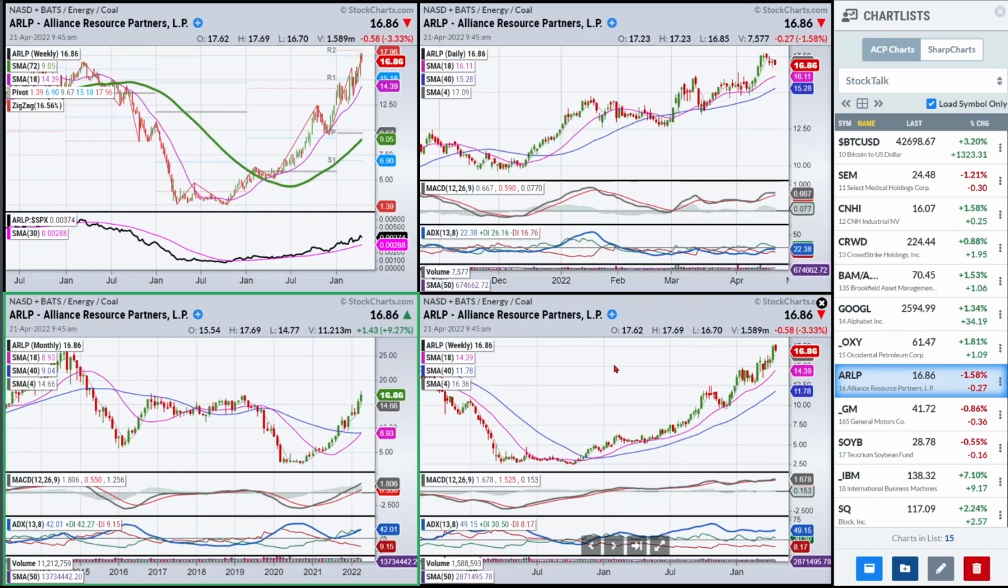Alliance Resource Partners. So very, very strong move off this. Look at this monthly move that has gotten itself a little bit away from the 18-month line. We've had a really nice trend on the weekly, and that's actually the one thing that bugs me right now about buying it here. We've had a really nice signal here on this pullback, a nice signal here on this pullback, and even this was a pretty nice pullback.